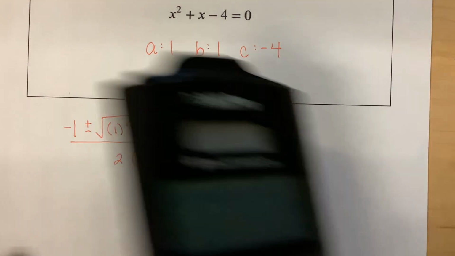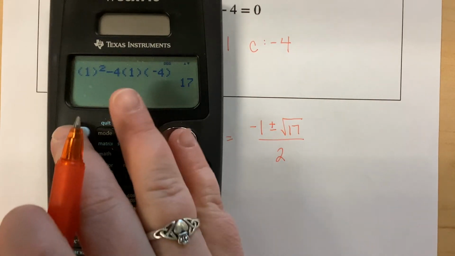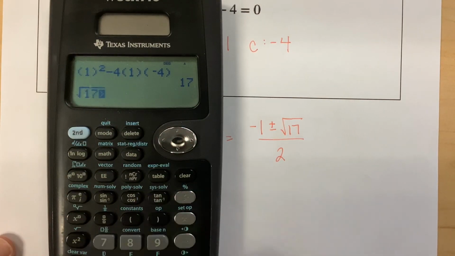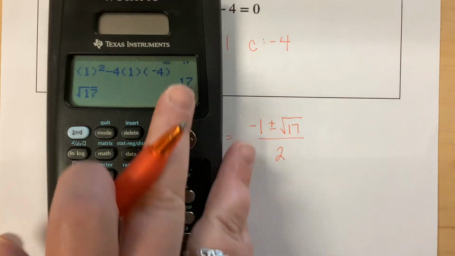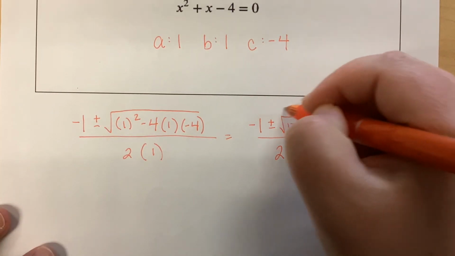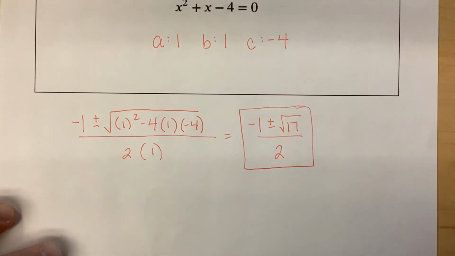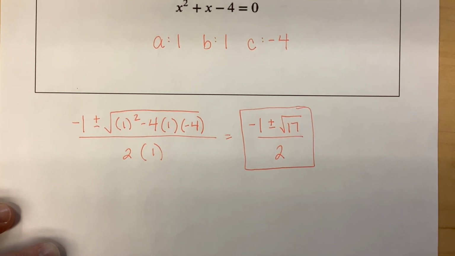All right, let's see if the square root of 17 simplifies. So second x squared, 17. It does not simplify, so you're in luck. We're just done. You cannot simplify that any further. And that's it. That's how you use the quadratic formula to solve quadratic equations.